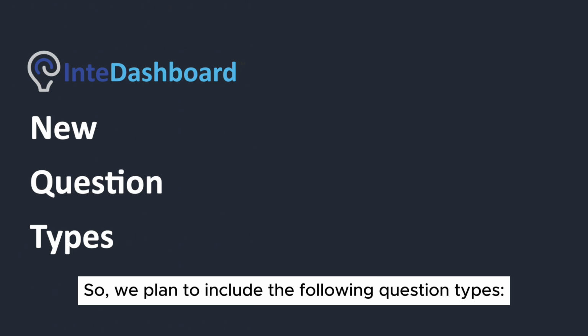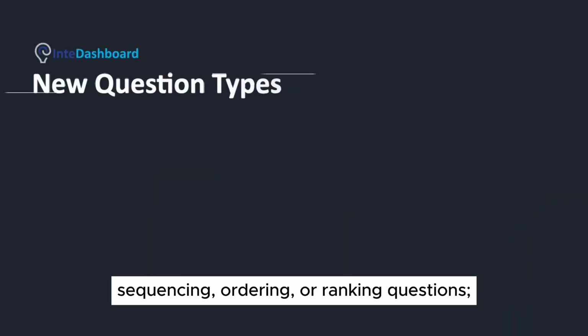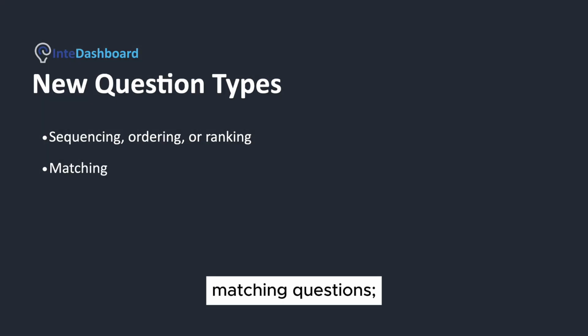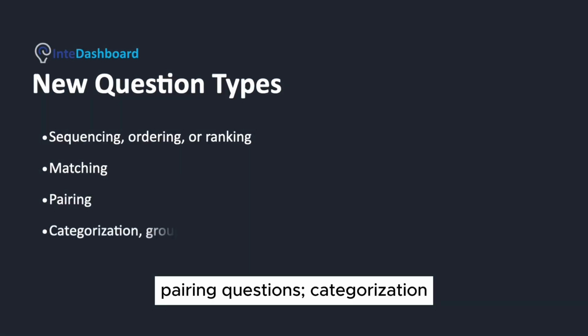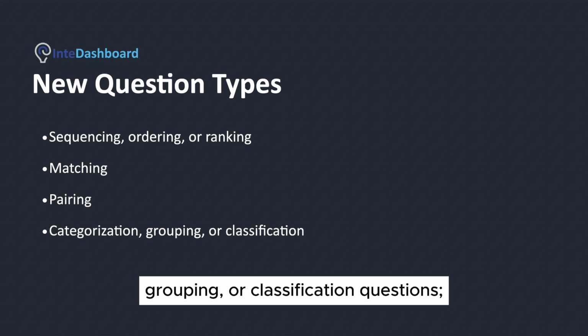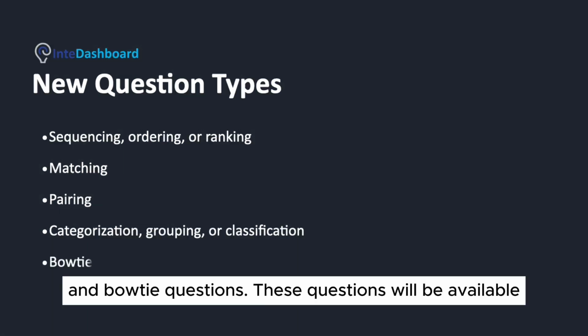So we plan to include the following question types: sequencing, ordering, or ranking questions, matching questions, pairing questions, categorization, grouping or classification questions, and bowtie questions.